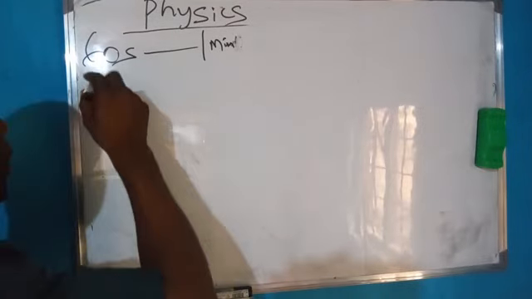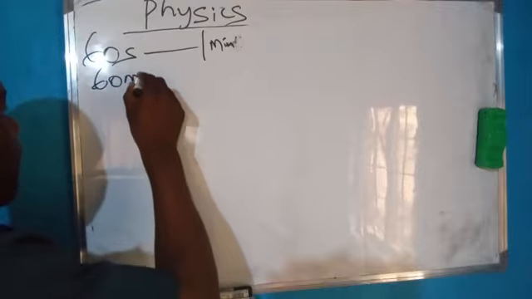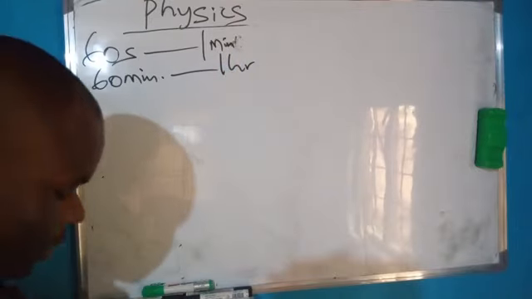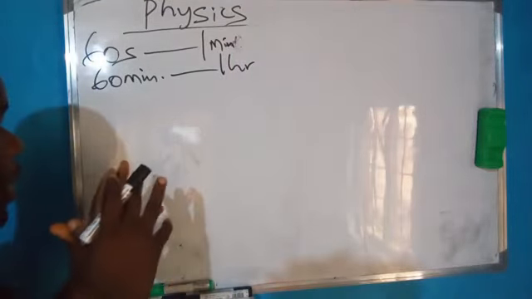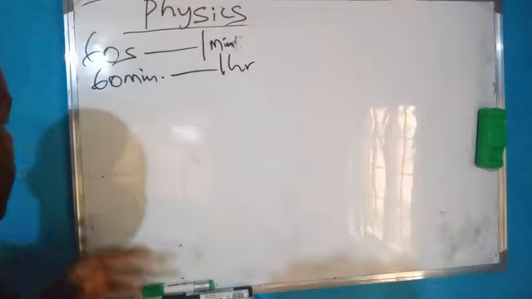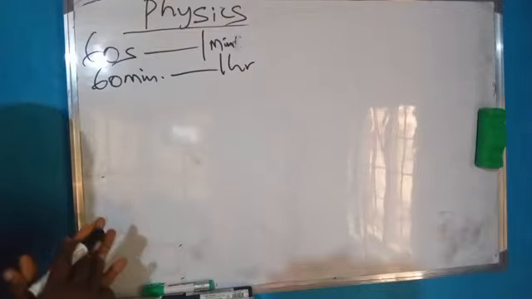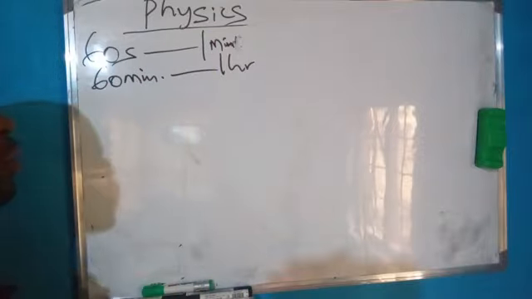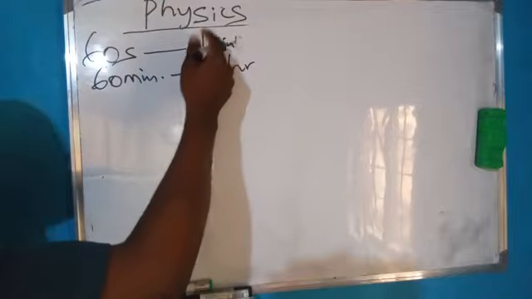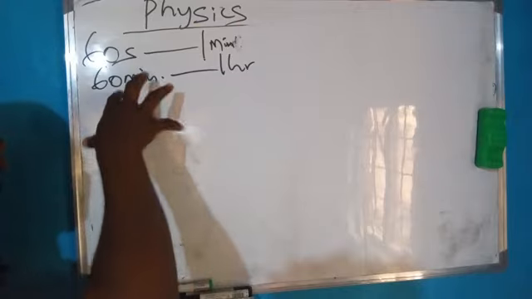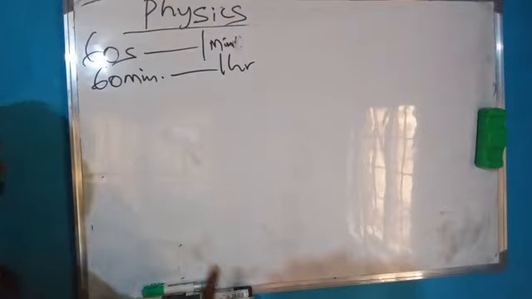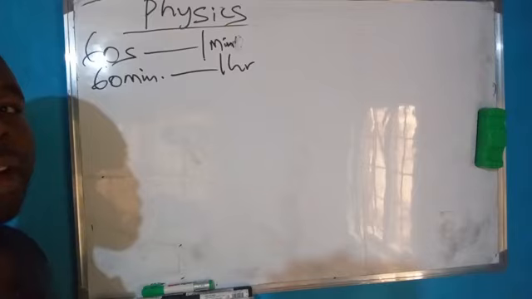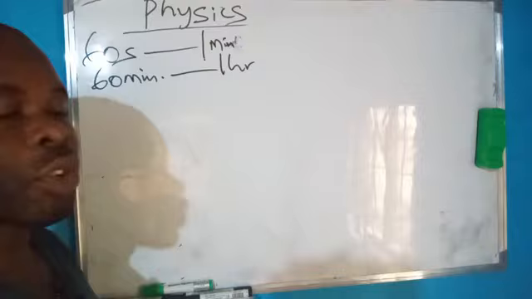So that now also 60 minutes gives us 1 hour. Good. This is where the basic starts now in case of time. So now, as you have seen on the board, if you want to convert from second to minute, the first thing to consider is 60 seconds give us 1 minute. If you want to convert from minute to hour, the first thing to consider is that 60 minutes will give you 1 hour.